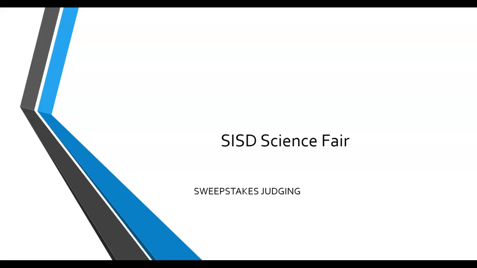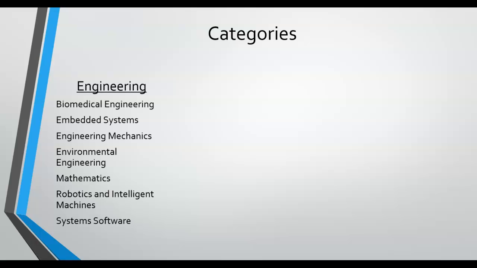This is a short tutorial explaining what sweepstakes is and how to judge sweepstakes, so let's get it going. The first thing: there are 21 categories in our science fair, and those 21 categories get divided into three general categories. Those categories are engineering, which would include biomedical engineering, embedded systems, engineering mechanics, environmental engineering, mathematics, robotics and intelligent machines, and system software.